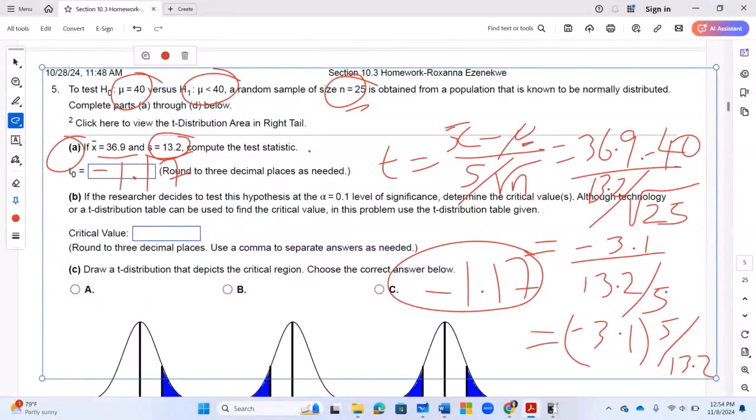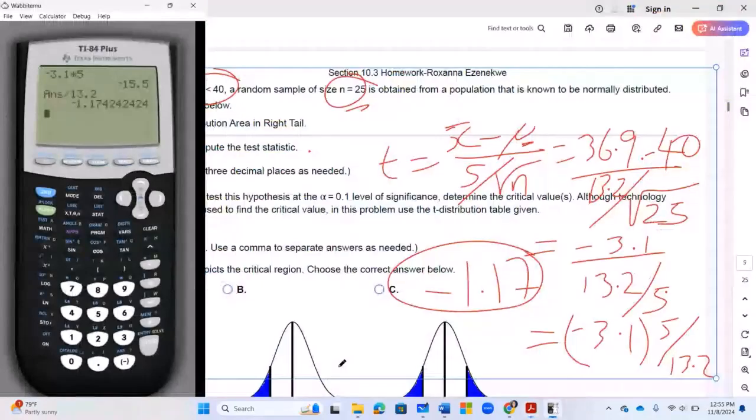Now, question B says, if the researcher decides to test this hypothesis at a level of 0.1, in other words, 10% level of significance, determine the critical values. Although technology or the t-distribution table can be used to find the critical value, in this problem, use the t-distribution table given. Okay, well, you can use that table, but you know what? I am going to put this in my calculator.